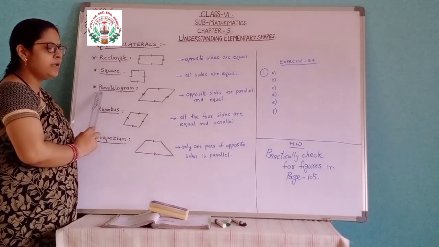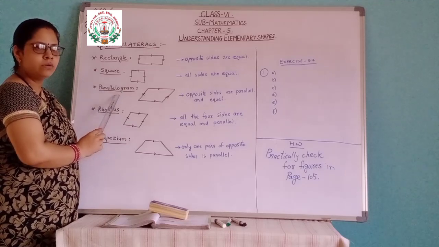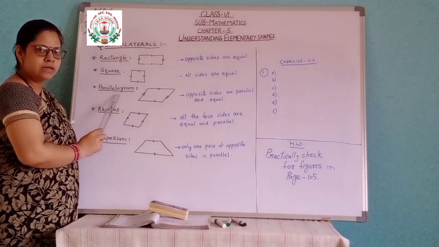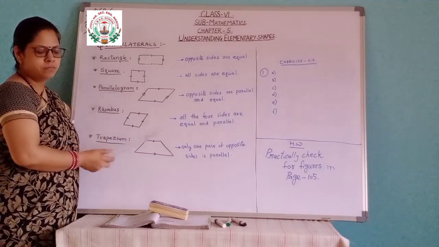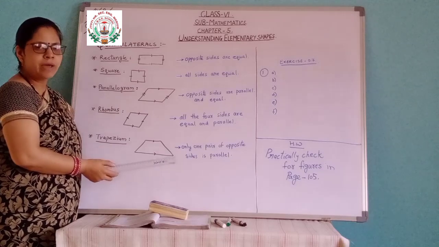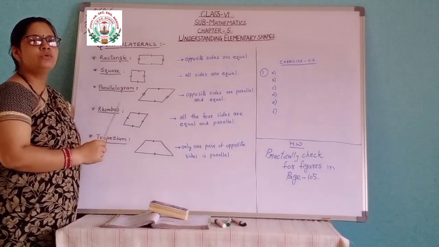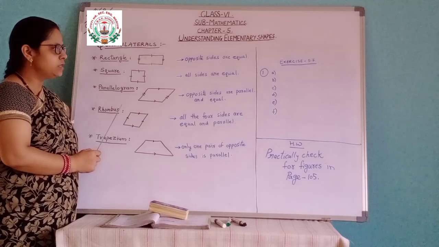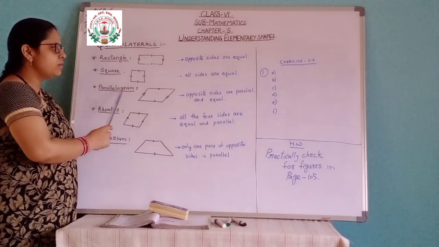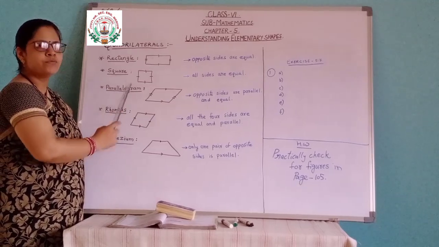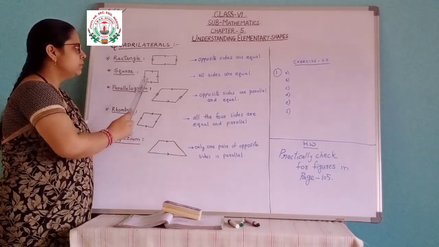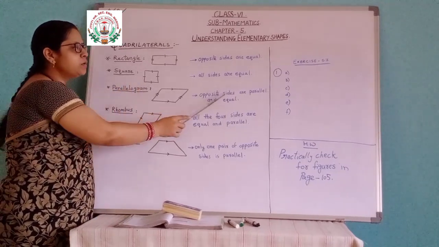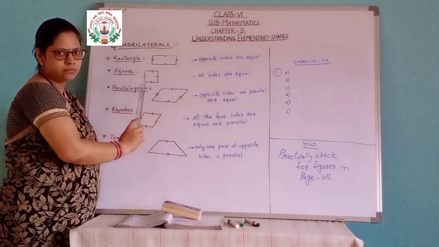Now, by the name only it is clear. Parallelogram. The word parallel is coming in this. The parallel lines we have seen in the previous chapter. Parallel means the lines which do not intersect each other. That is called parallel. So, parallelogram is a type of quadrilateral. Quadrilateral means having four sides. The quadrilateral which is having opposite sides parallel and equal.